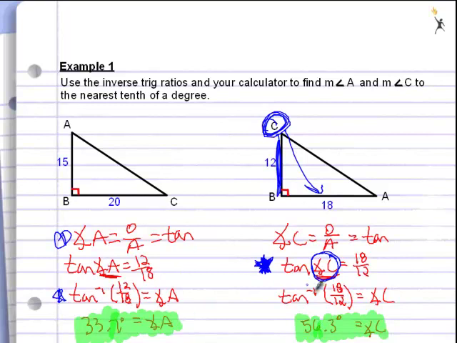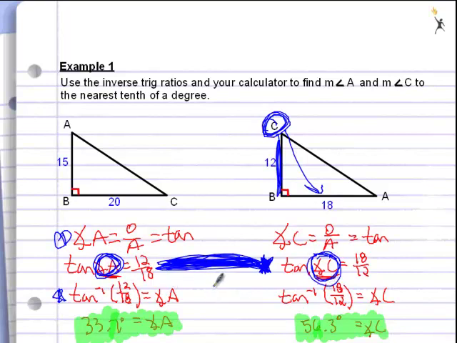Or you can just do the trig functions for both. Either way, understanding that you need to set up this step first is paramount because this shows that you really understand your trig ratios. Tangent of an angle is opposite over adjacent. We did that for A and C. Then, because we're solving for the angles, we had to do the inverse function.